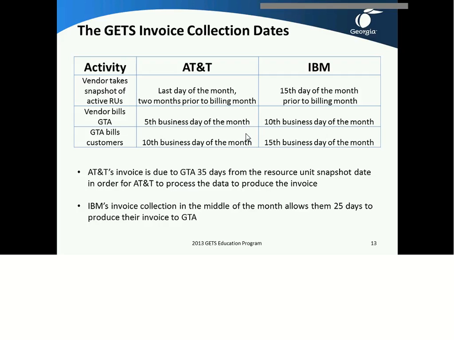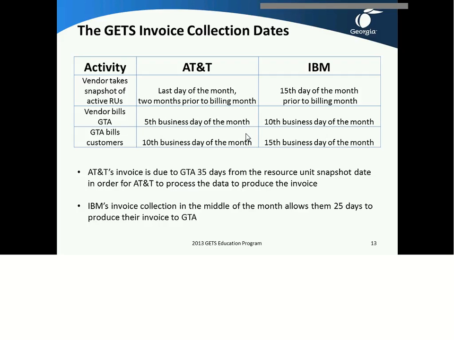Get invoice collection dates. So with our resource units, the agencies have to take an inventory snapshot in order to bill for those services. For AT&T, that snapshot takes place on the last day of the month, 2 months prior to the billing month.